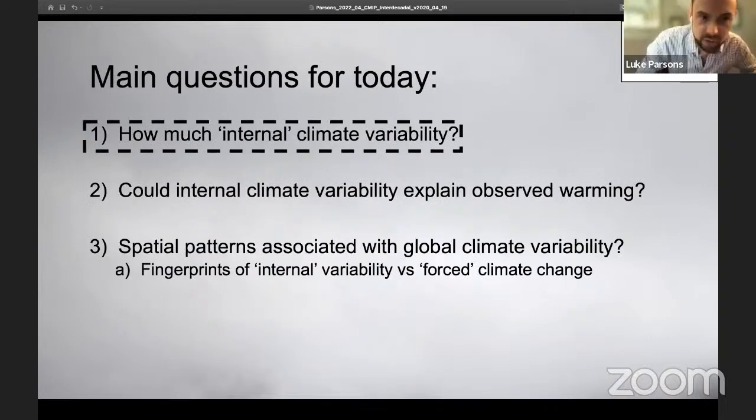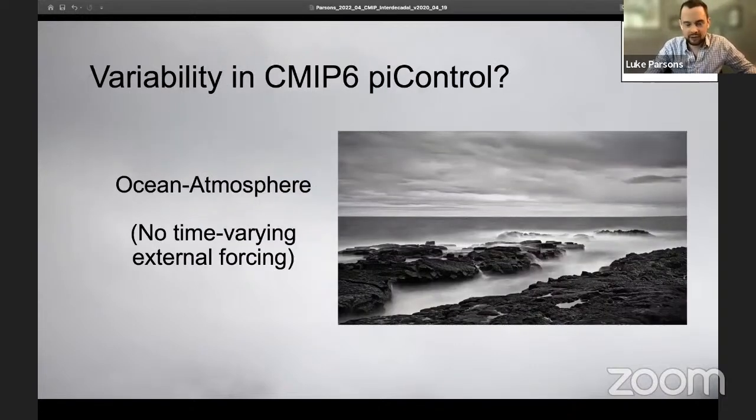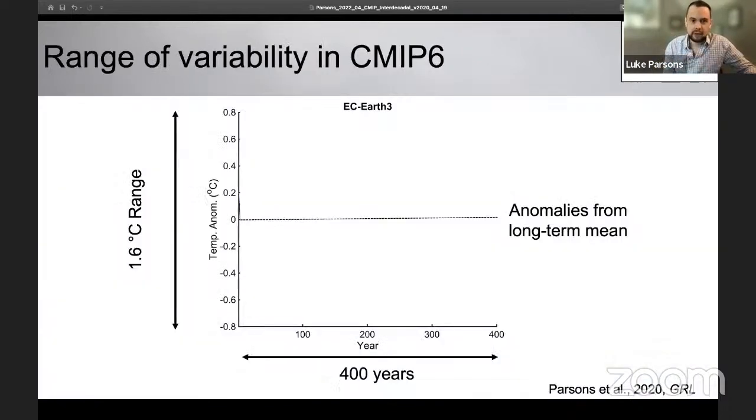So let's hop into this first question. How much internal climate variability is there in each of these different climate models? And I want to remind you, because everyone always asks me this when I show them these results, this is just control run variability, no time varying external forcing. And I'll be showing you a bunch of different little graphs here. These graphs all have the exact same X and Y axes. The X axis is over the course of 400 years, and the Y axis goes from -0.8 degrees to 0.8 degrees.